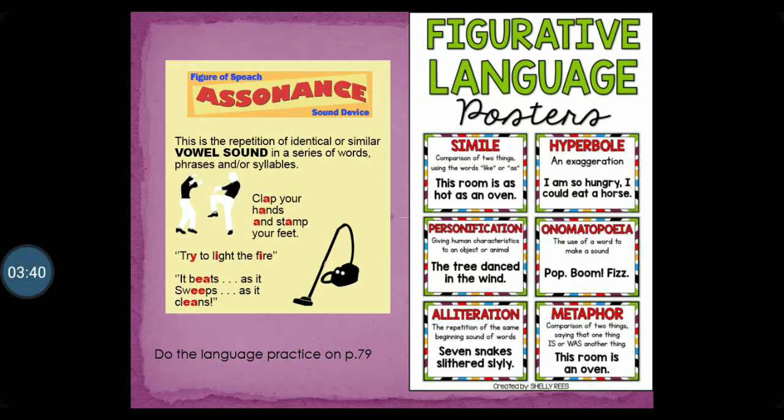Now you have an activity on page 79. This is the only activity that you have to do today. So it's the language practice activity. Now we just talked about alliteration and assonance, but you can have a read there again. Then you need to read the poem and answer the questions.